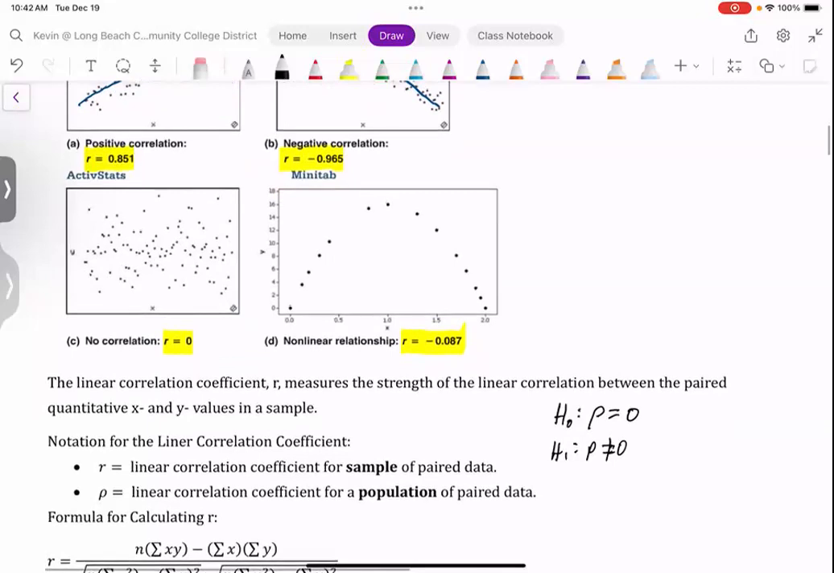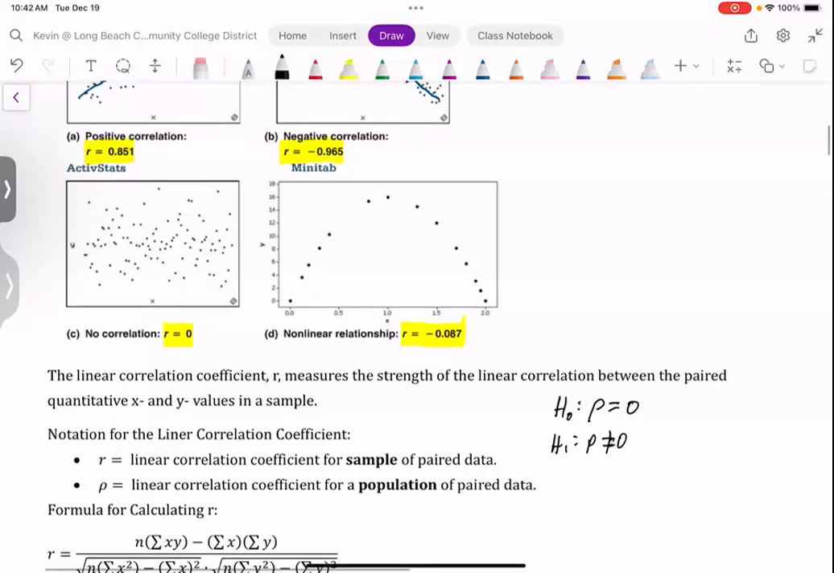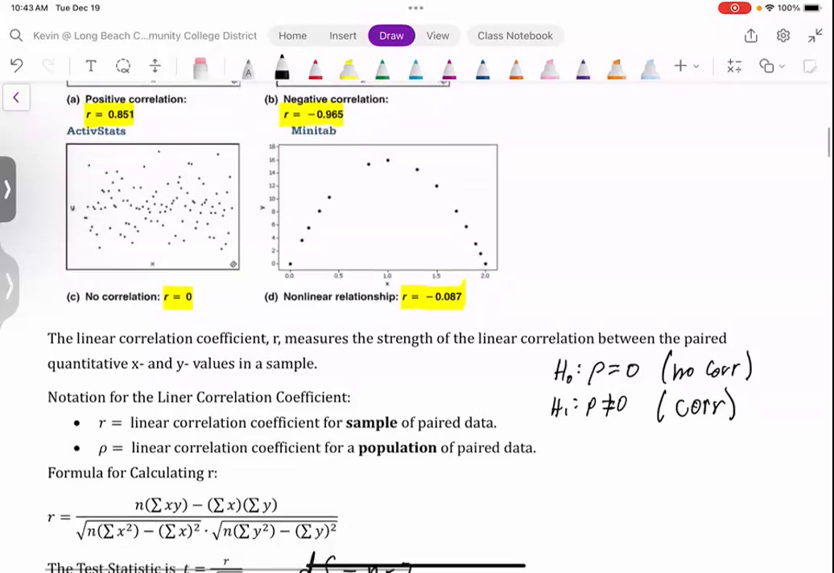Again, I want to point out my null and alternative hypothesis. We're going to assume that the population linear correlation coefficient is 0. In other words, we're going to assume there is no linear correlation, as opposed to our alternative hypothesis, where we think that there is a linear correlation. And we'll come back to that.